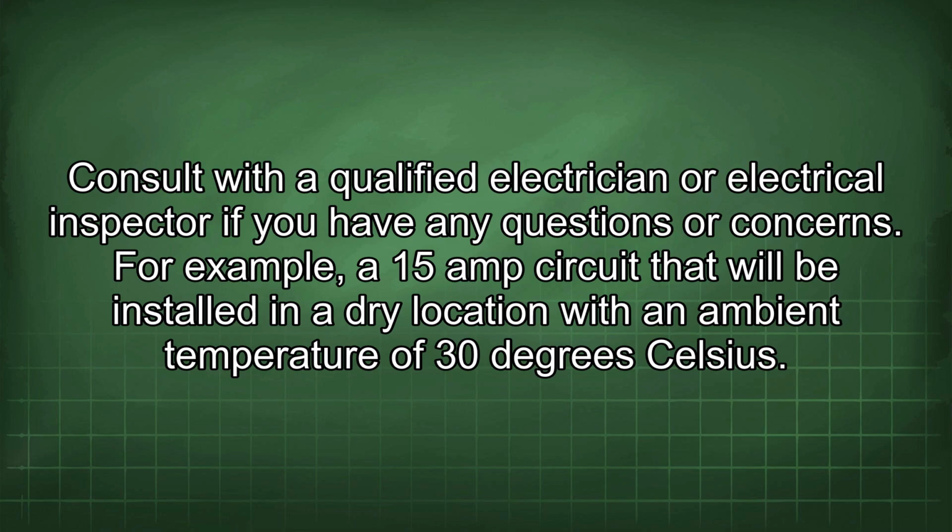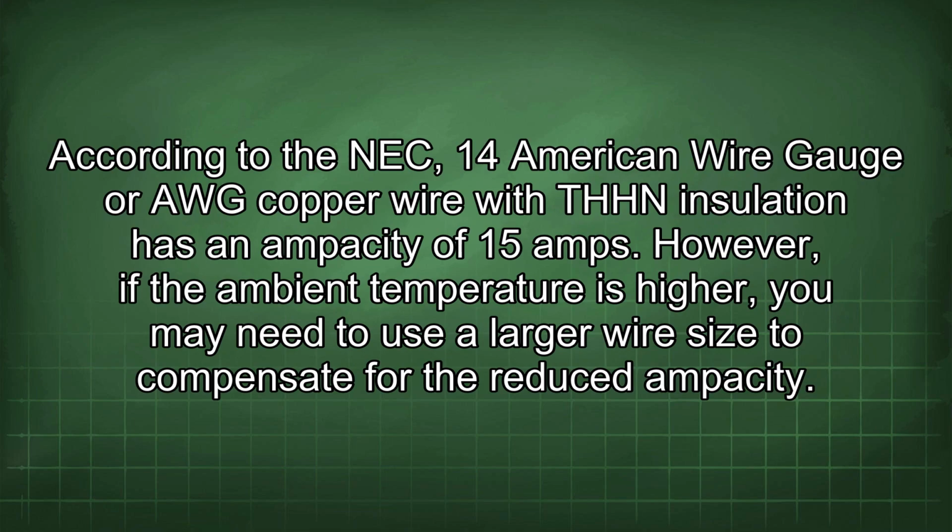For example, a 15 amp circuit that will be installed in a dry location with an ambient temperature of 30 degrees Celsius. According to the NEC, 14 American wire gauge or AWG copper wire with THHN insulation has an ampacity of 15 amps. However, if the ambient temperature is higher, you may need to use a larger wire size to compensate for the reduced ampacity.